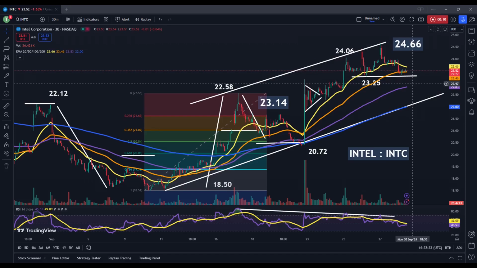We have the current stock market analysis for Intel Corporation, stock ticker INTC.